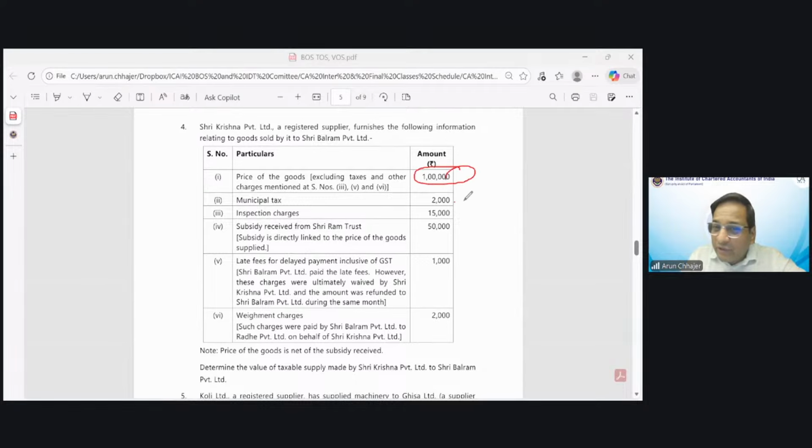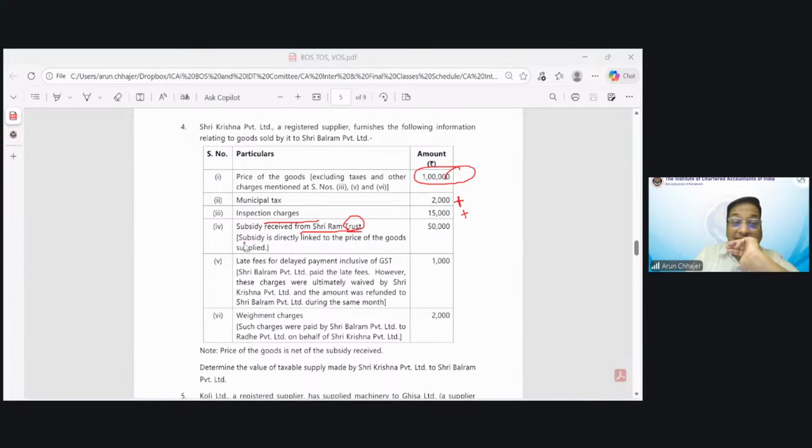So to 1 lakh, this 2,000 rupees has to be added. Okay. What about inspection charges? What about inspection charges? Okay. What about the subsidy from the trust?